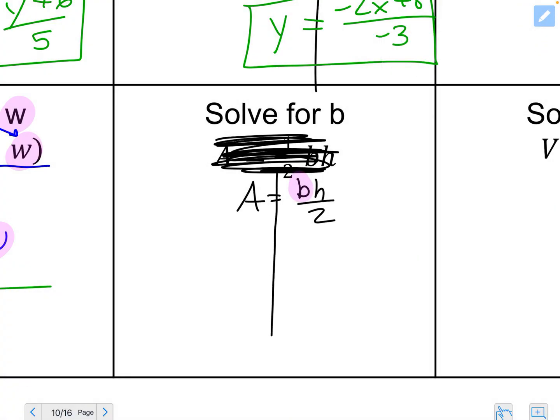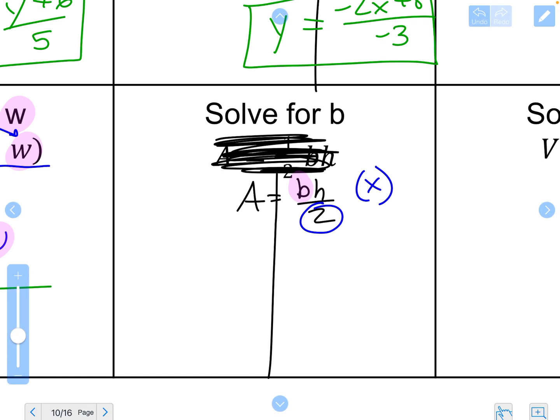So we need to draw that line down our equal sign. The H is right next to the B, so I can't get rid of it first. I need to get rid of this 2, which is being divided. So the opposite of division is multiply. Oh, it should just be a 2.